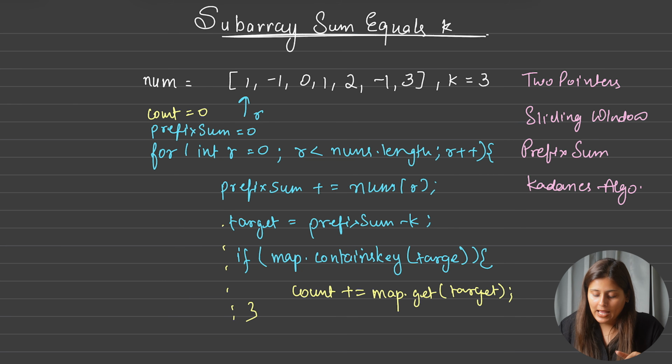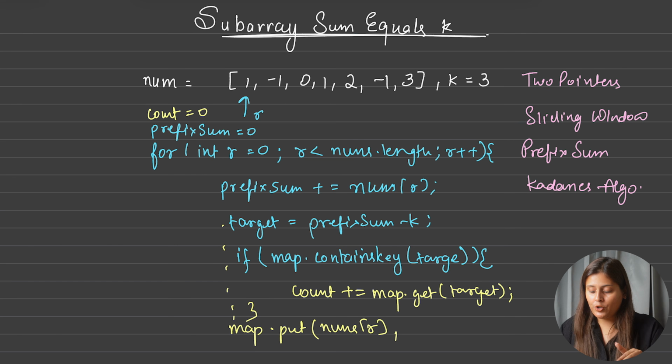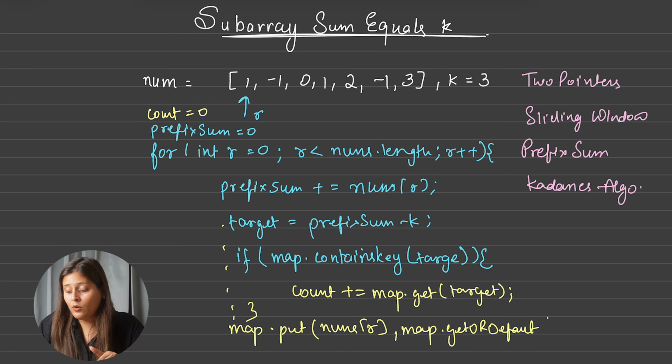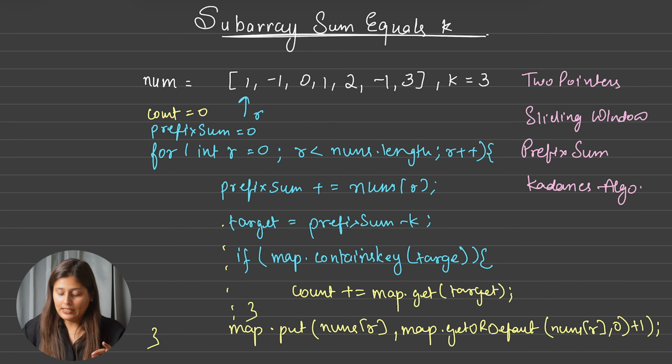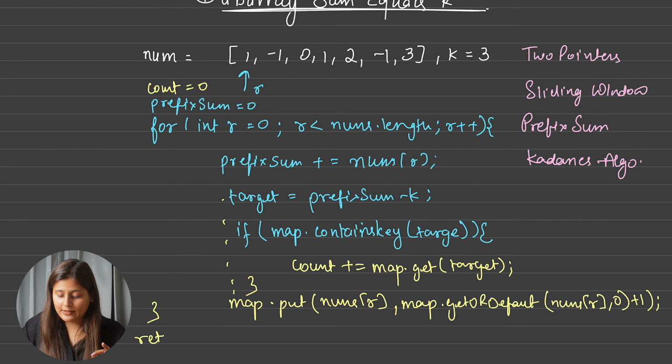So what I will write? I will write map.put. What will be the key? Key will be nums of right index, correct? Now what value I want to put? I don't know if it is there or not in the map, so I will say getOrDefault. Now nums of right if it is there, otherwise initialize with 0 and add plus 1 to it, and at the end, after coming out of the for loop, we can return our count as an answer here.